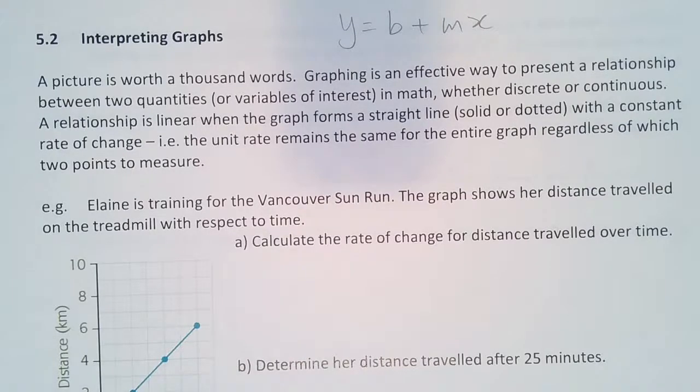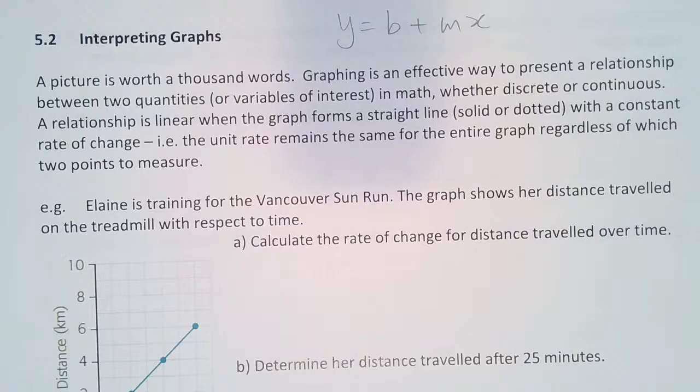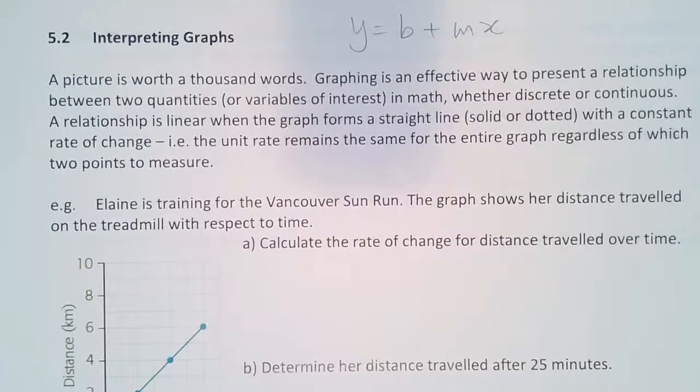Graphing is an effective way to show a relationship between quantities, whether discrete or continuous. A relationship is linear when the graph forms a straight line. That's what we call a linear relation. Every time we have a linear relation, we will be able to find a rate of change that will be the same in the entire graph.